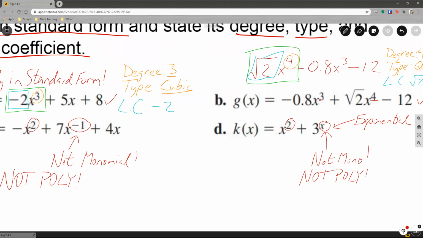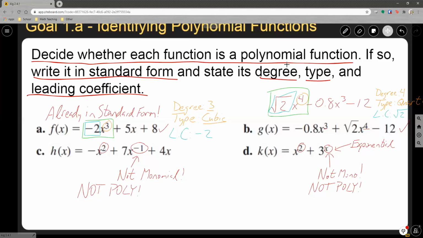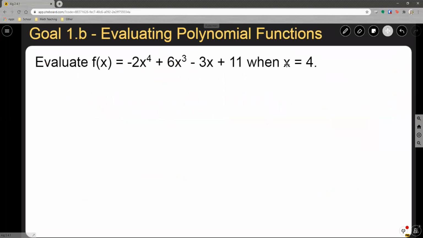So that's the first type of problem we're going to be dealing with, is just determining whether the function is a polynomial function, and if it is, just writing down all the different characteristics of it. Next up, we have evaluating polynomial functions. This is something that you absolutely should know how to do. Evaluating a function is literally just plugging in an x value.